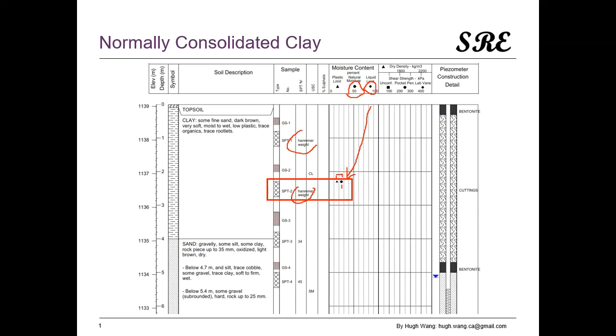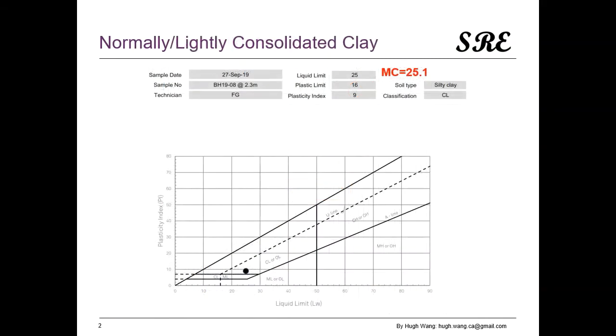The lab test results will provide more information. So let's take a look at the test results for SPT2. From the test results, we can say that the plasticity index is none, as we expected earlier. It's a very low plastic. And the liquid limit and the moisture content, they are almost same. Even the moisture content is slightly higher than the liquid limit.